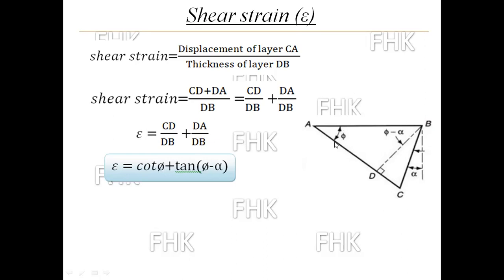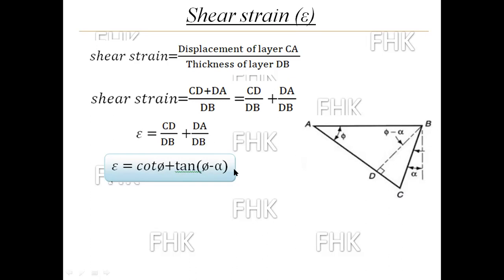This is phi. Tan phi is equal to DB by DA, but the reciprocal of that will become DB by DA, this will become cot phi. And what is CD by DB? That angle we have already found out, phi minus alpha. So tan of phi minus alpha is equal to CD by DB. So the formula for shear strain will become cot phi plus tan of phi minus alpha.